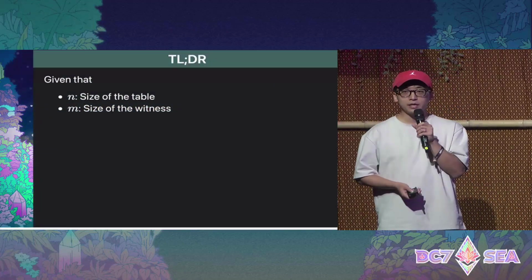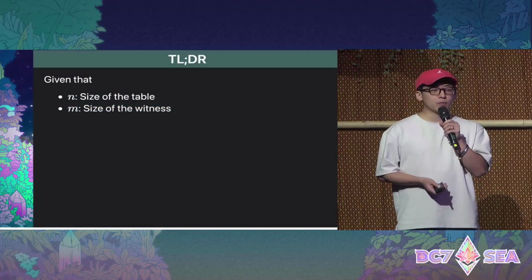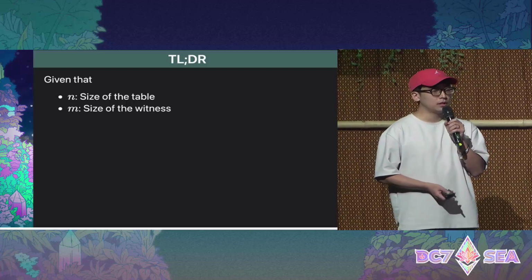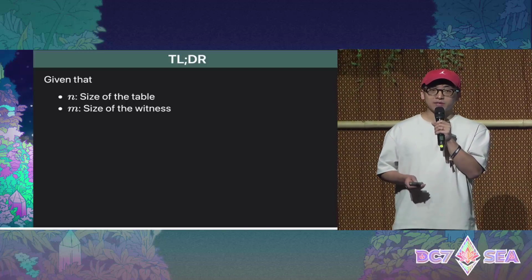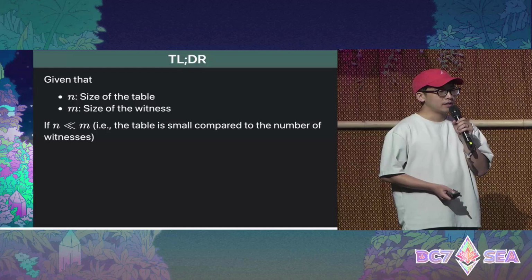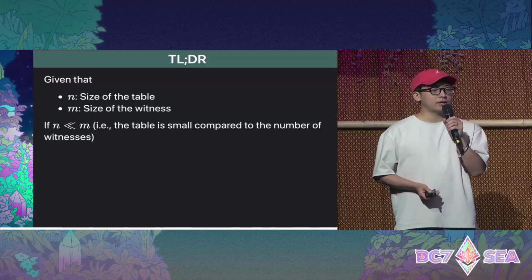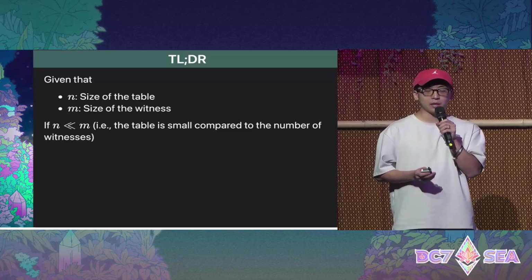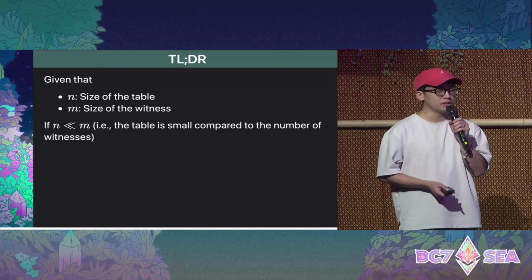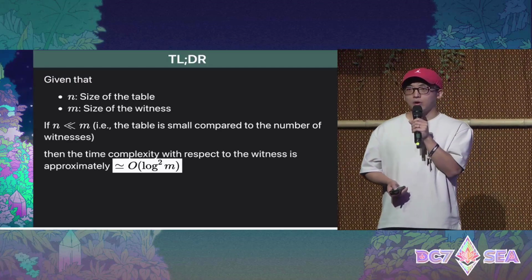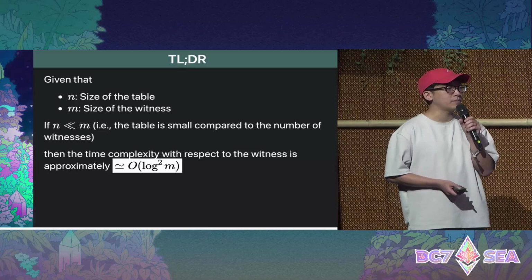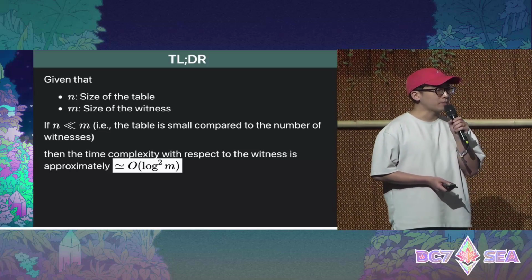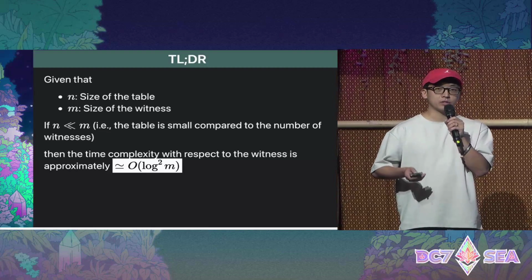The summary is that, given a table of size n and a witness of size m, if the witness size is much larger than the table size, we can achieve O of log squared m time complexity for the lookup argument. I'm going to explain more about how we achieve this.